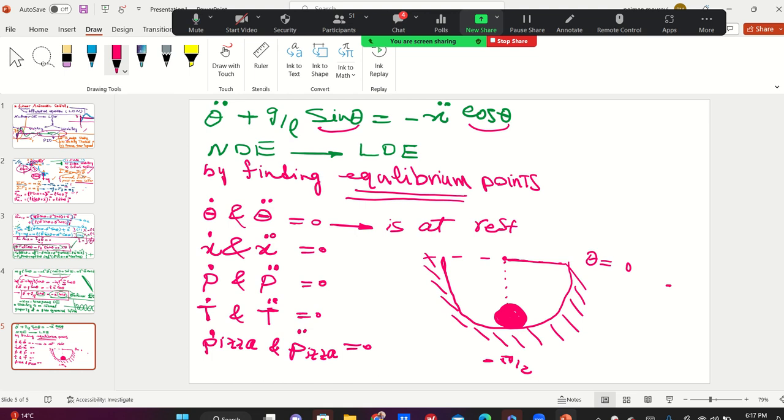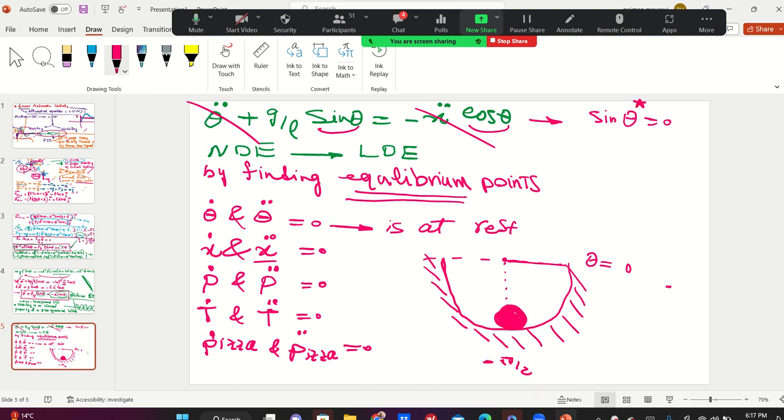So the equilibrium point of this system is, I told you, everything that causes motion is 0. So here, because I said here is 0, this is 0. So the remaining is sine of theta is 0 to find the equilibrium point of the system. When I say equilibrium point, the notation is you have to put a star, theta star. This is convention.